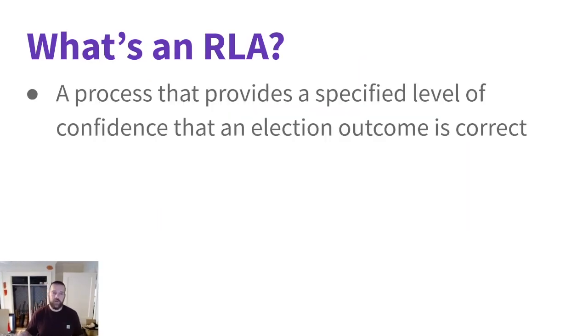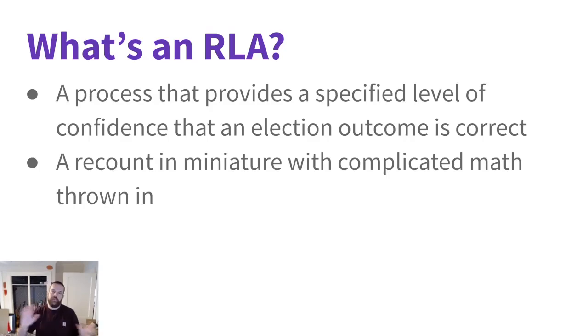Putting it another way in words, basically it's a post-election audit process that provides a specified level of confidence that the election outcome is correct. And that specified level of confidence is the risk limit. Another, less technical definition is that it's a miniature recount with a bunch of complicated math thrown in, and the recount itself can scale depending on what the evidence is and what the outcome and the margins and that kind of thing are.